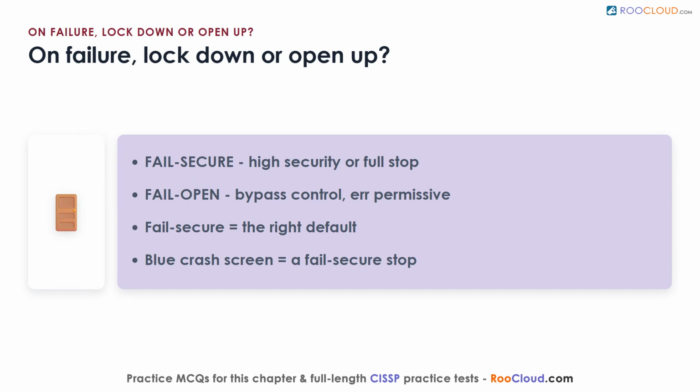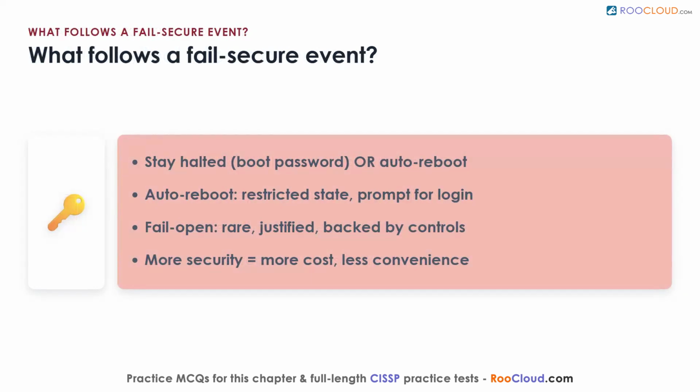The blue crash screen on a desktop operating system is a familiar example. When the system detects that its environment is no longer trustworthy, it halts rather than keep running in an unreliable, insecure state. What happens after a fail-secure event, and when is fail-open ever acceptable? Once a system safely stops, you choose whether it stays halted for a human to review or reboots itself automatically.